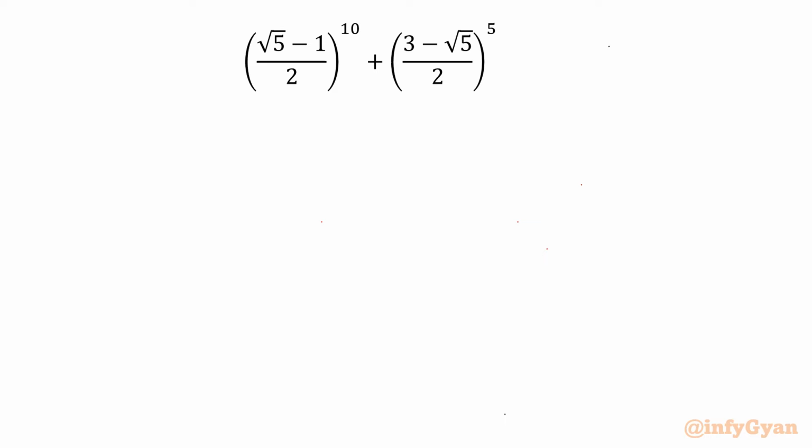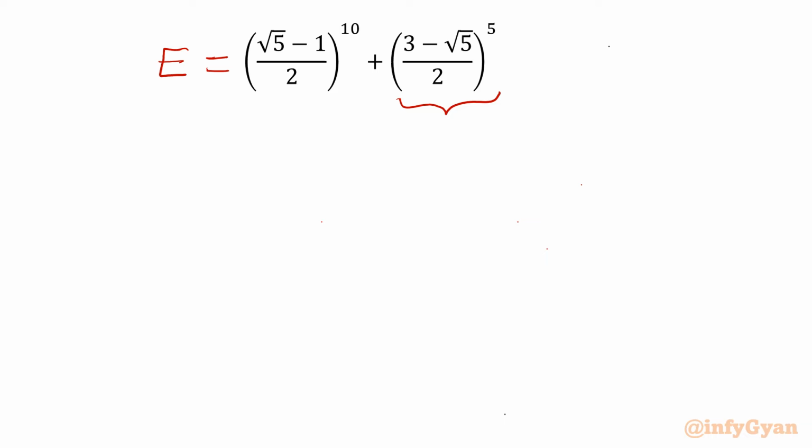In this video, we have one very interesting question on radical mathematics. We have to evaluate ((√5 − 1)/2)^10 + ((3 − √5)/2)^5. Let's call this our expression E. And I will consider this second bracket separately.